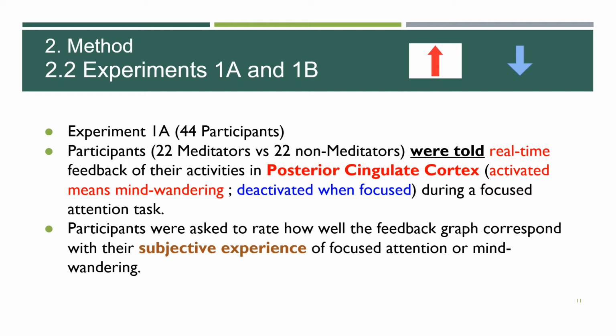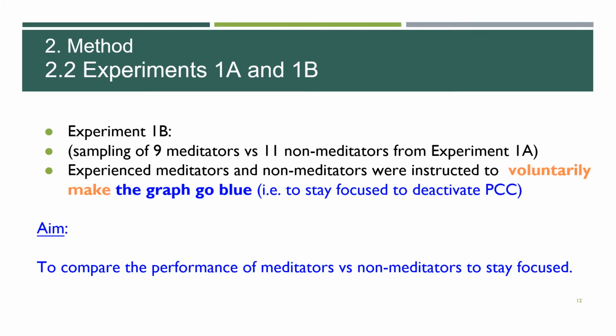They were shown graphs with red upward signals, meaning activated in PCC for mind wandering, or blue downward signals, which means they stay focused. Then they were asked how well the feedback graph corresponds with the subjective experience of focused attention or mind wandering. Experiment 1B is the sampling of some participants from Experiment 1A. 9 meditators and 11 non-meditators were asked to make the graph go blue. It means to ask the participants to stay focused, to voluntarily deactivate PCC to make the graph blue.